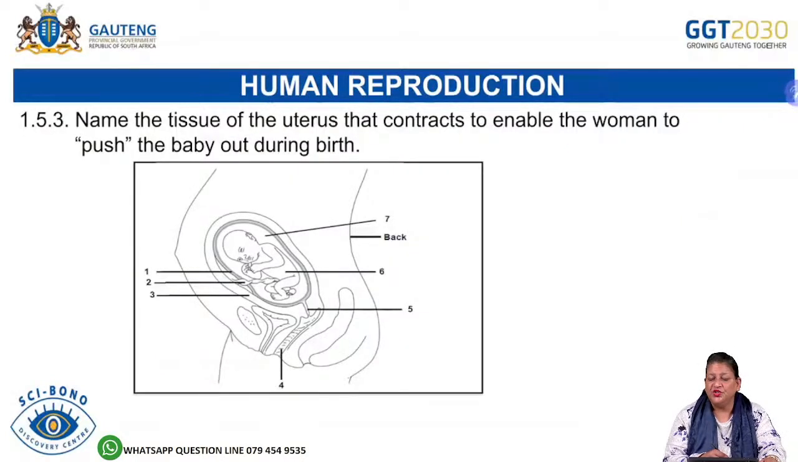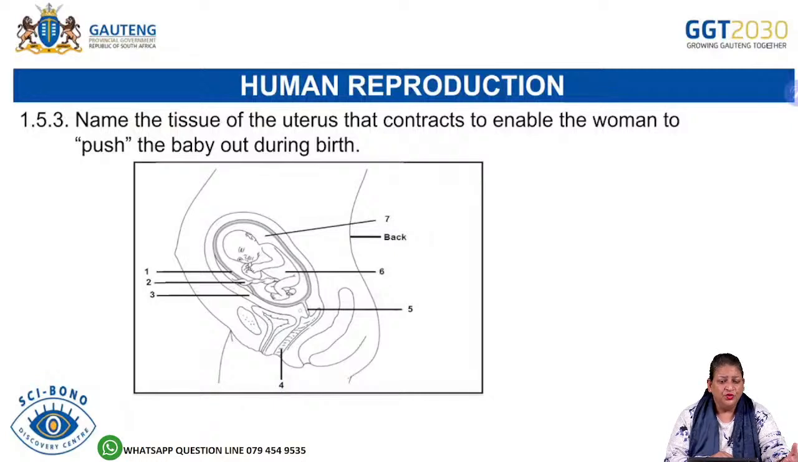Now comes another question which looks very simple, but almost every learner in every school, when we ask them which question did you have a challenge with, said 1.5.3. Name the tissue of the uterus that contracts to enable the woman to push the baby out during birth. So many learners thought I have to look for a part in the system. But you know, there's a uterus wall, there's a fetus, the endometrium, the bladder, the pubic bone, the colon, there's a vagina, there's a cervix. So which tissue can push the baby out?